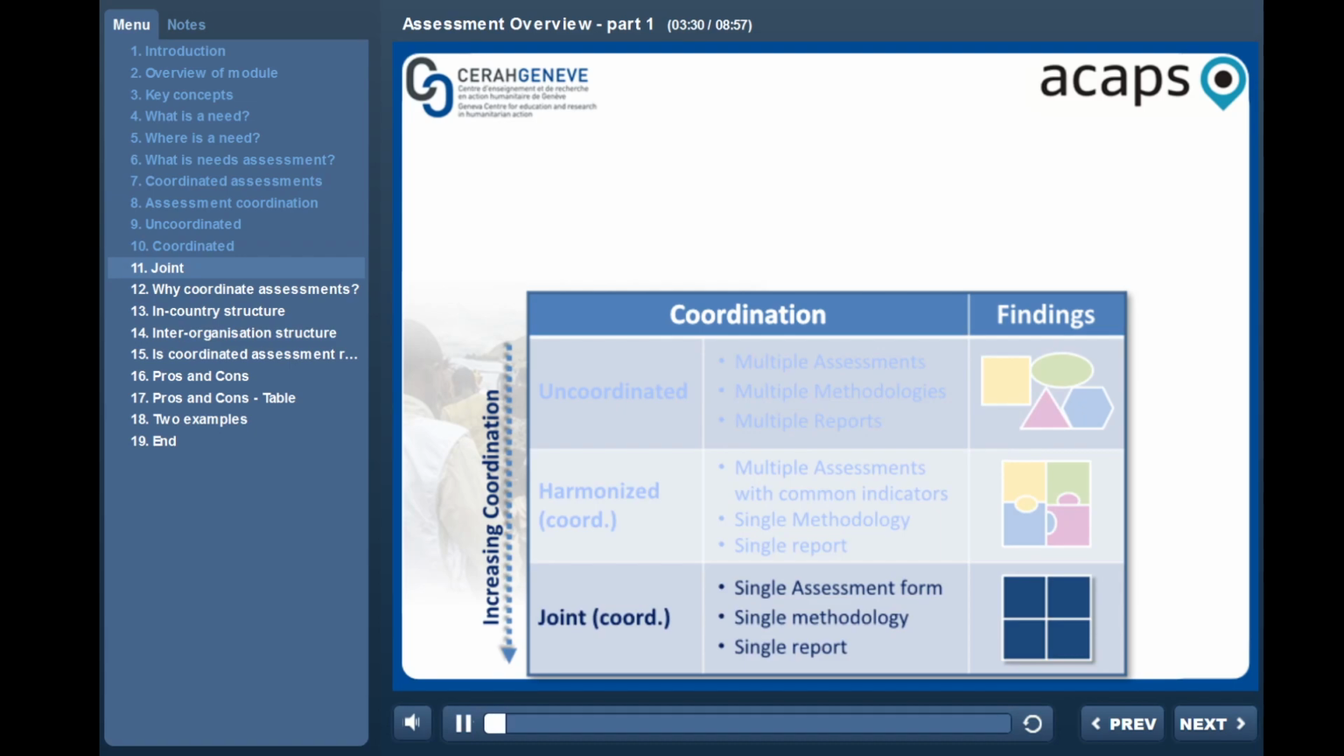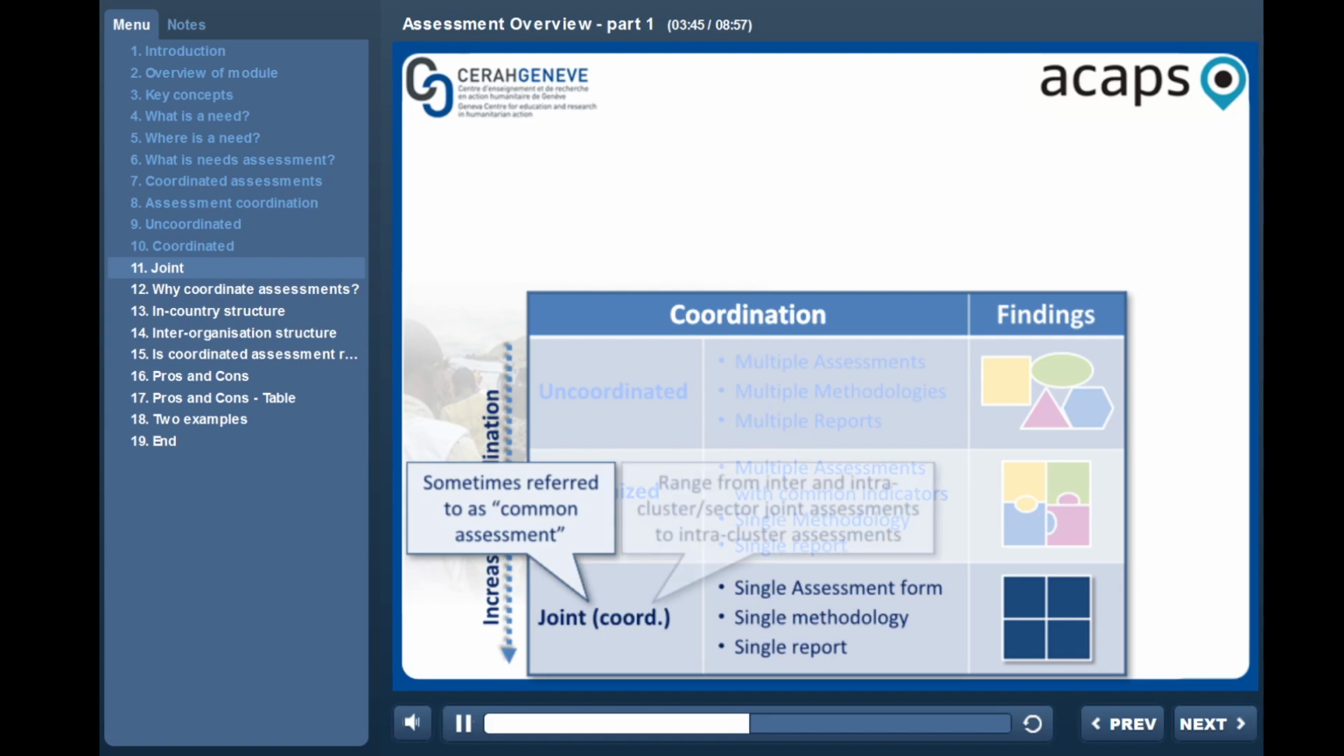Finally, in the case of a joint assessment, data collection, processing, and analysis form one single and common process among agencies. This leads to a common report and is sometimes also referred to as a common assessment. Such assessments range from inter-cluster and inter-sector joint assessments, for example after Typhoon Yolanda in the Philippines in 2013, to intra-cluster assessments like the Education Joint Needs Assessment in the Central African Republic in 2013, and a lot of others.